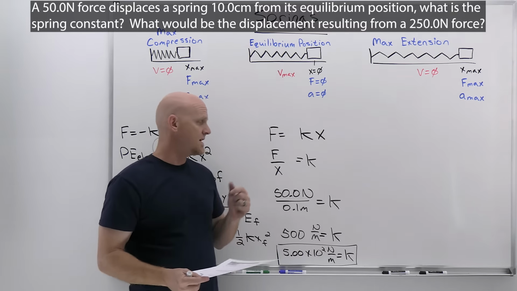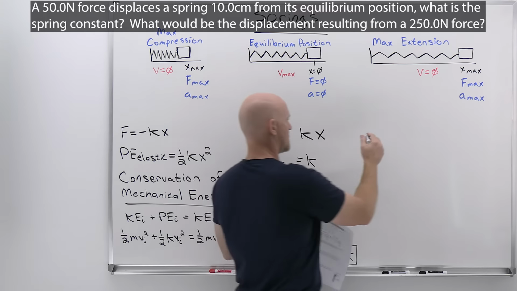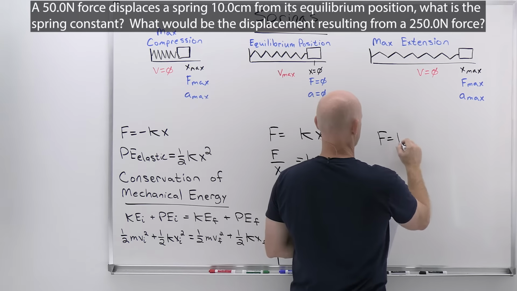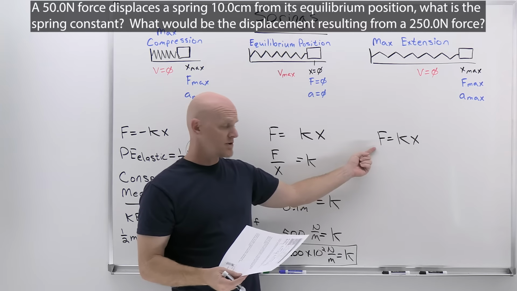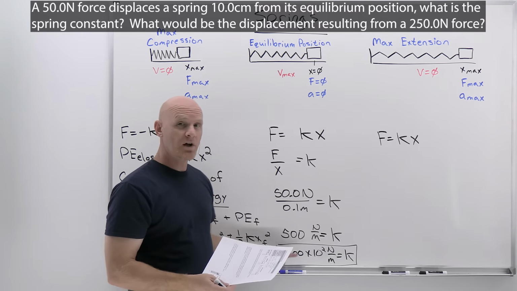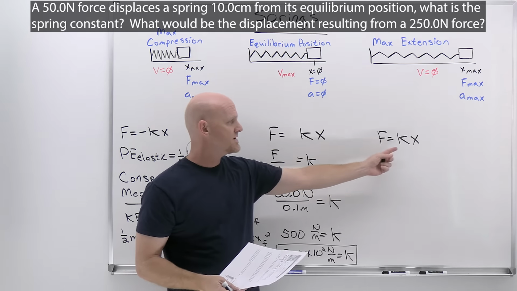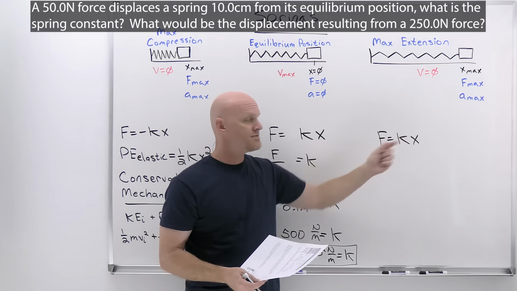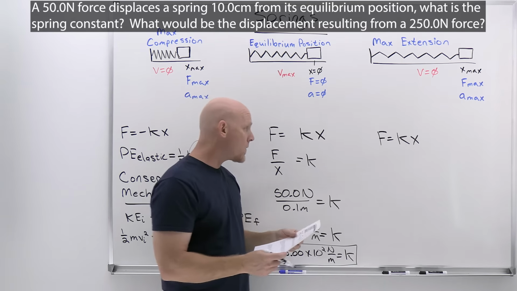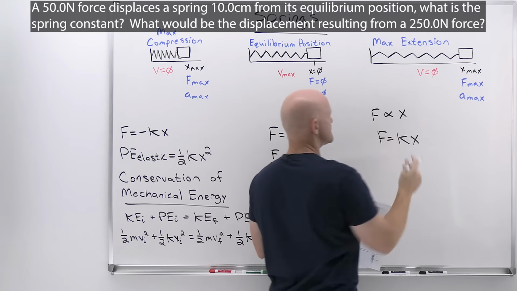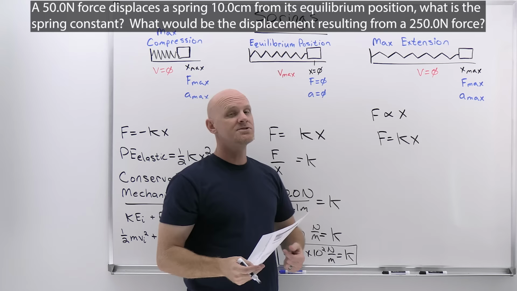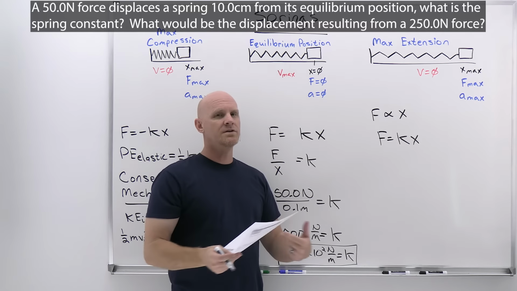Okay, so second half of the question here. What would be the displacement resulting from a 250 Newton force? Now we're set up to actually use this equation one more time, because now we're given a new force of 250 newtons. We now have the spring constant for this spring. That doesn't change. So we could plug in right there and then figure out the new displacement. Or we could take what we remember about Hooke's law, that the force is proportional to the displacement. You double one, you double the other.